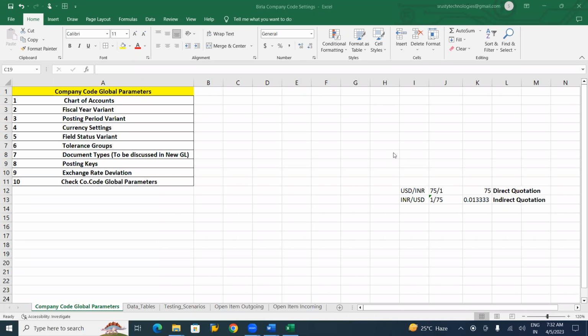So we have completed the definition part and assignment part. Now, as I said, the important topic is company code global parameters. I think you have already written these 10 global parameters, correct? Write down the first one: chart of accounts. This is very important.